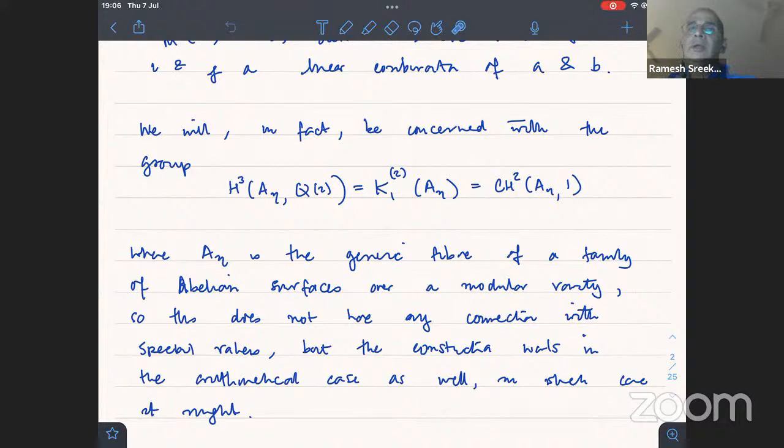So what we will do is construct elements in this group, in this generality, but actually the construction works in the arithmetical case as well. In the arithmetical case, it might have something to do with special values of zeta functions. That remains to be seen. There is something more to be said in that case, but we won't talk about that except for this part.